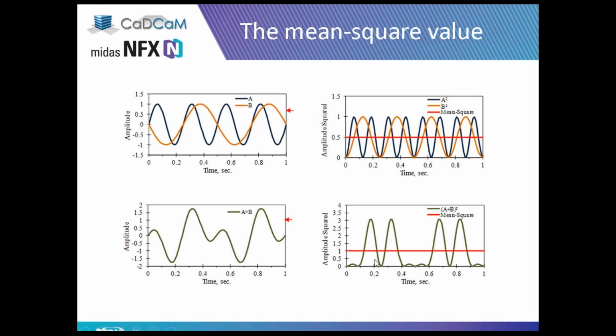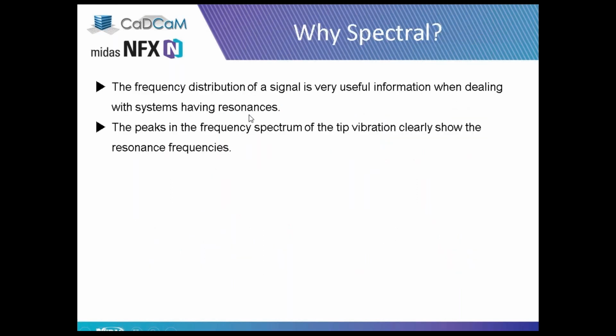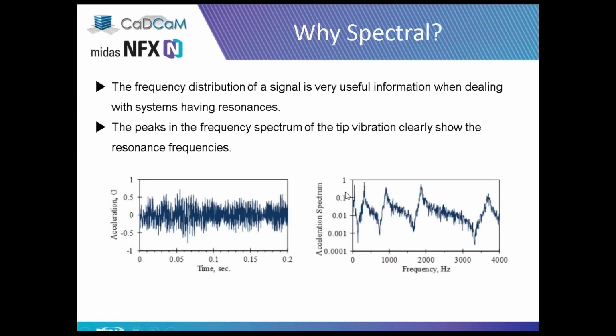Here we can see that all the values in this example are above 0, because this is squared and also this is squared. So it's very important in the evaluation of the PSD. Why spectral? The frequency distribution of a signal is very useful information when dealing with systems having resonance. The peaks in the frequency spectrum of the tip vibration clearly show the resonance frequencies: first, second, as I showed before.